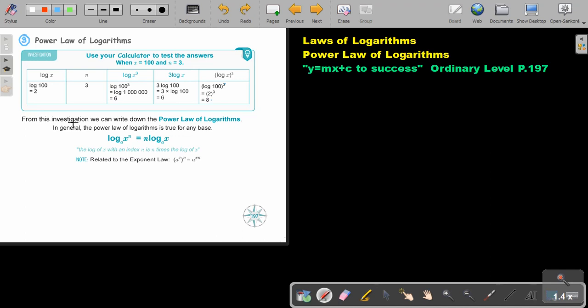So from this investigation, we can write down the power law of logarithms. In general, the power law of logarithms is true for any base. So this to the power n, you can just write in front and then multiply it with that. So the log of x with an index n is n times the log of x, and it's related to the exponential law of a to the power x bracket n, then you multiply the exponents.